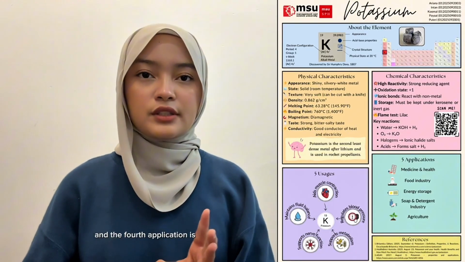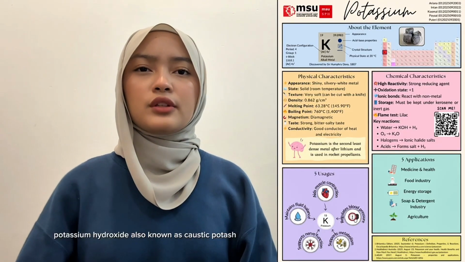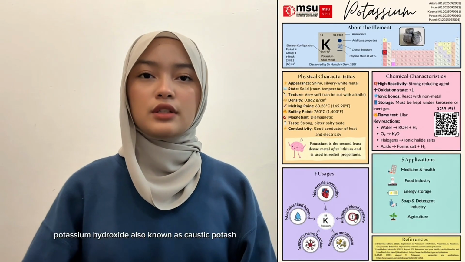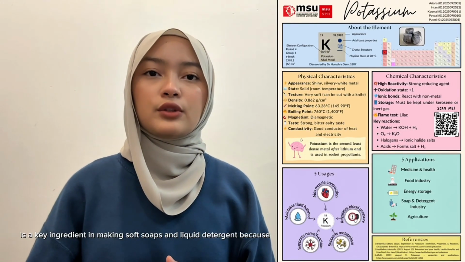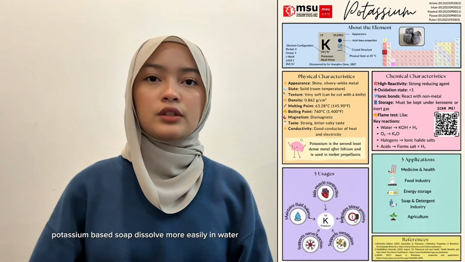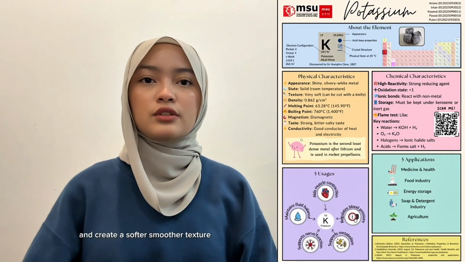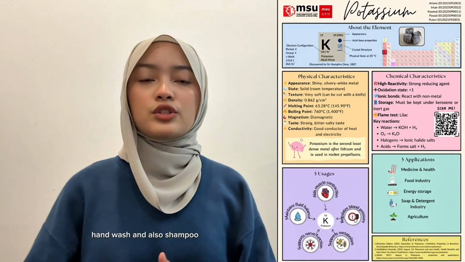The fourth application is potassium compounds are used to produce soaps and also detergents. Potassium hydroxide, also known as caustic potash, is a key ingredient in making soft soaps and liquid detergent because potassium-based soap dissolves more easily in water and creates a softer, smoother texture. It is very suitable for products like liquid hand wash and also shampoos.